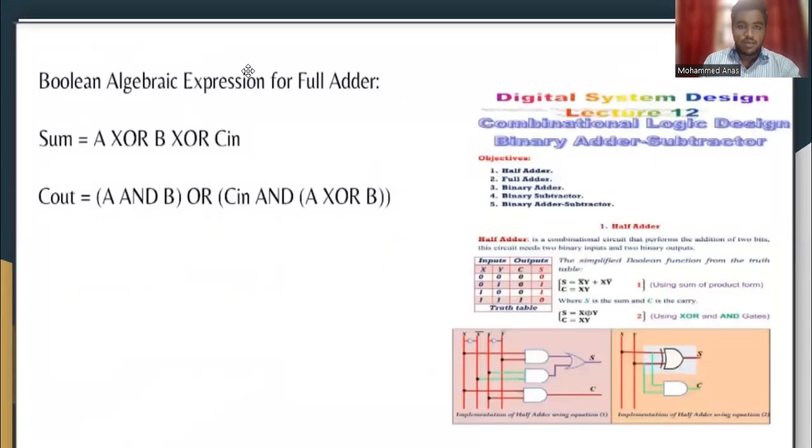The Boolean algebraic expression for the full adder: sum equals A XOR B XOR C in. C out equals A AND B OR C in AND (A XOR B). The digital system design, the combinational logic design, binary adder subtractor. These are the objectives.